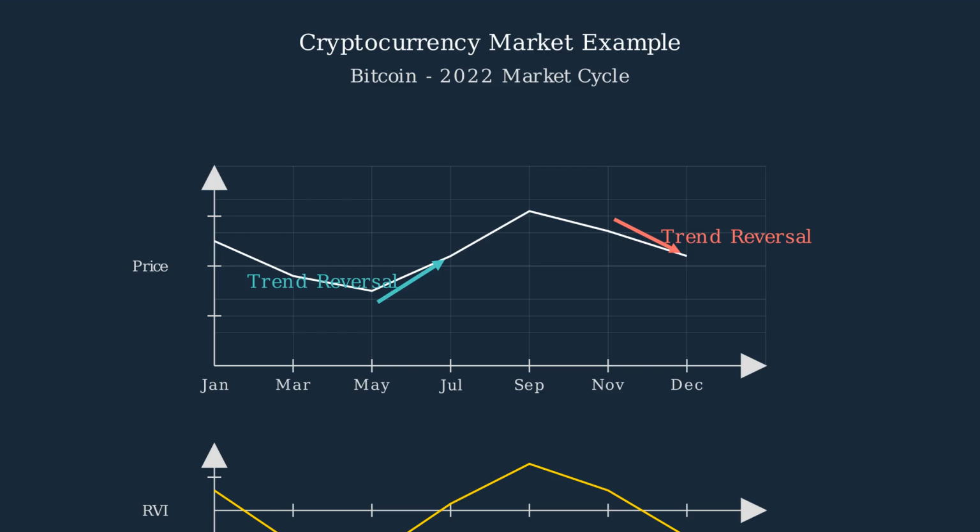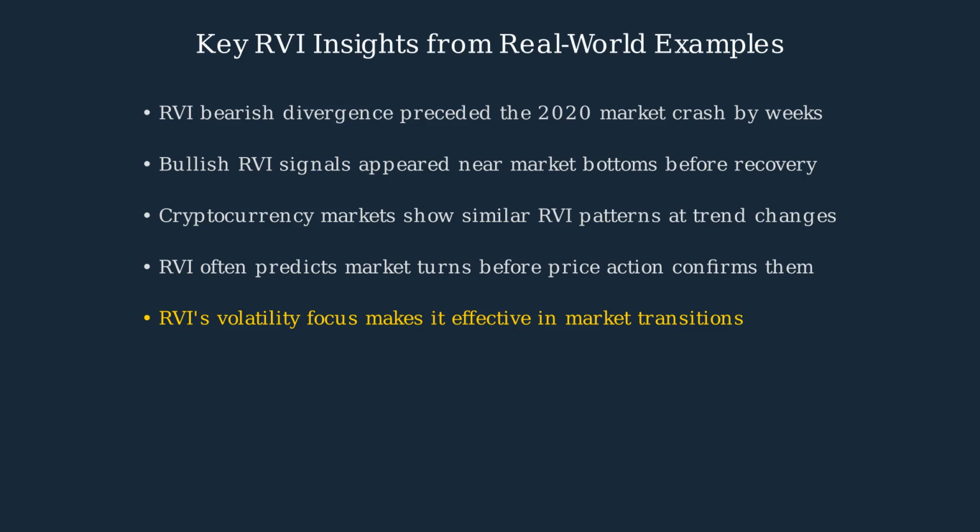In cryptocurrency markets, we observe the same patterns. RVI divergences have often preceded major trend changes in Bitcoin and other digital assets. These real-world examples demonstrate how RVI can provide early warnings of trend changes across different market types. The indicator's focus on volatility rather than price makes it particularly effective during periods of market transition.